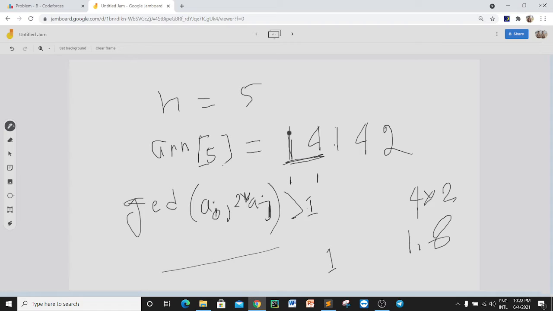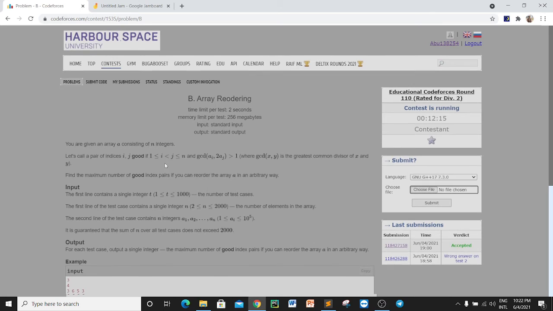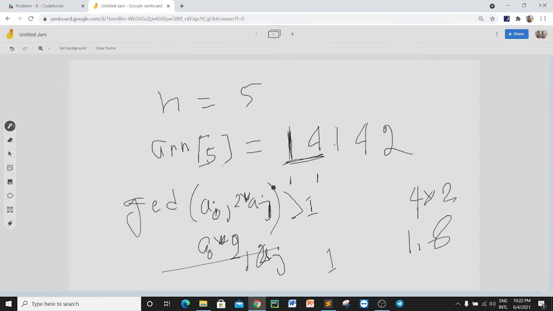But if I multiply this one by 2, then it will be A0 times 2 and AJ. We can do this because according to the question, you can choose I and J between 1 to n, but J can also be lesser than I. I hope you guys get the point. So now 1 and 2 become 2. We find 2 and 8, and the GCD of 2 and 8 is 2, and it becomes a good pair. How can we solve the problem?